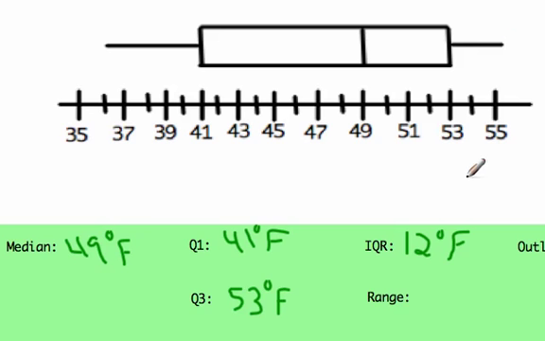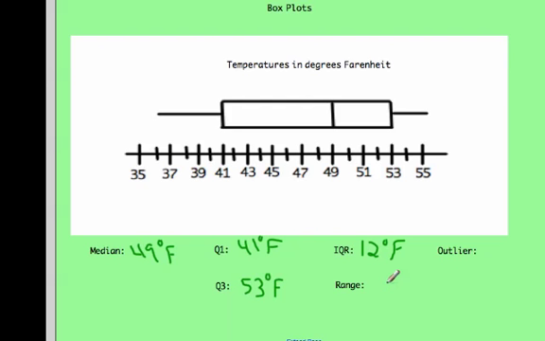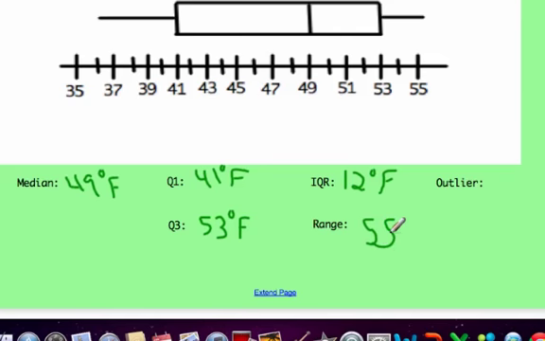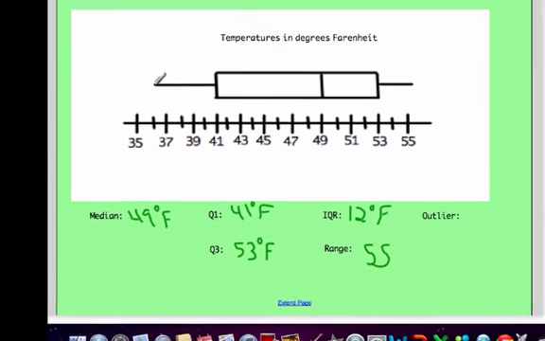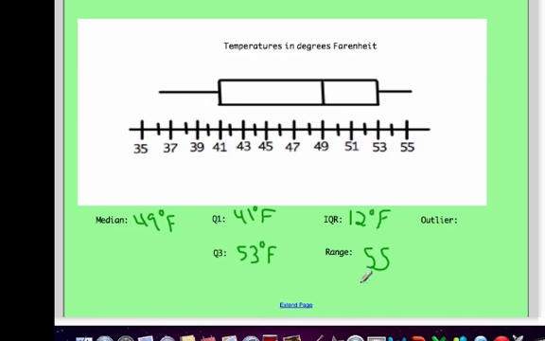So the range, of course, we calculate by doing the highest number minus the lowest number. The highest number in this data set is 55 degrees. So we would do 55 minus 36, and you can see 36 would be right here on the end of that whisker. 55 minus 36 would get you 19 degrees Fahrenheit for your range.